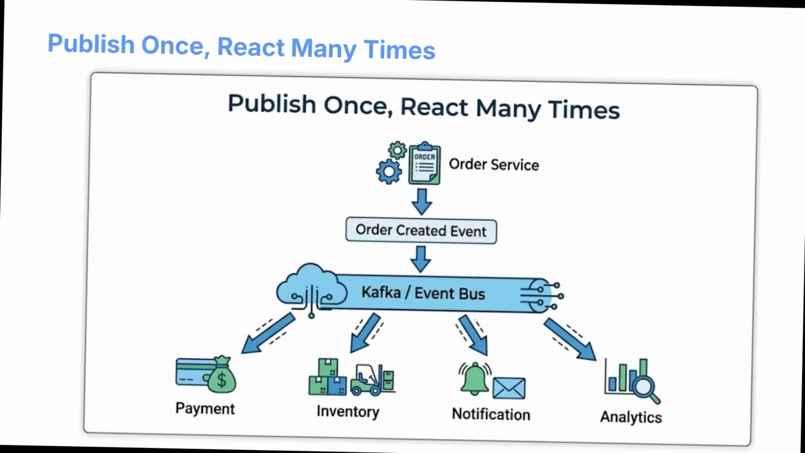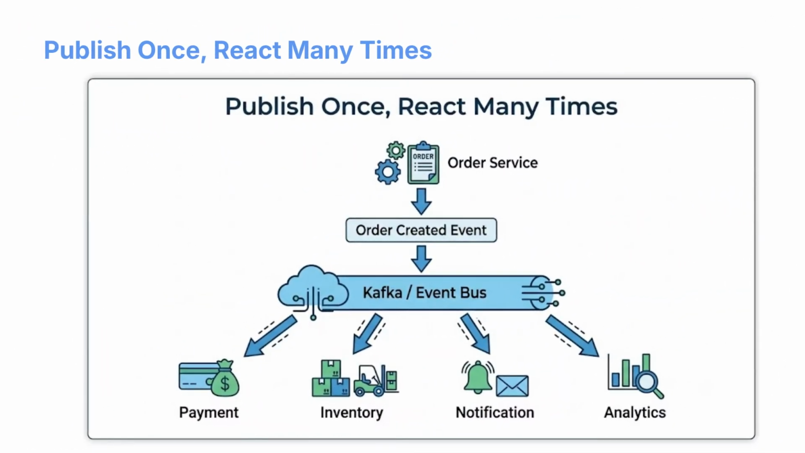In event-driven architecture, the order service doesn't call every service directly. Instead, it publishes an order-created event to an event bus such as Kafka. Any service interested in that event receives it independently. This removes tight dependencies and allows services to work in parallel.